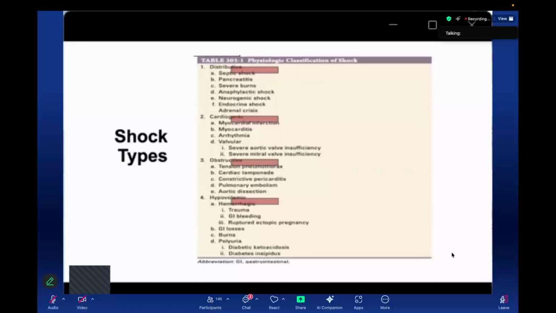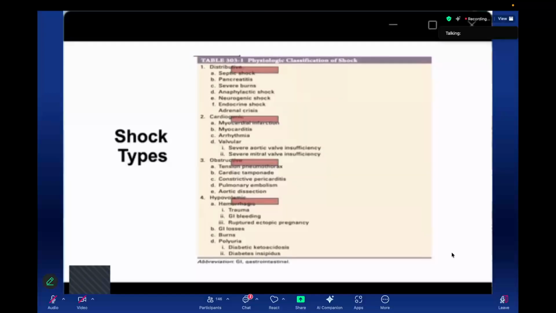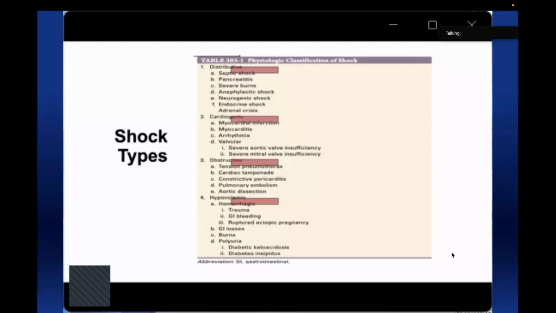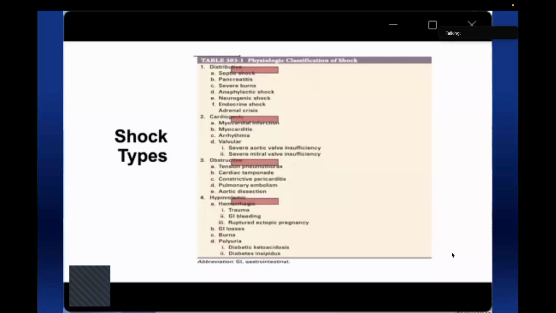Here are the types of shock. Most common is your distributive shock. Under distributive shock, you have septic shock, which is the most common cause of distributive shock. You also have pancreatitis, severe burns, anaphylactic shock, neurogenic shock, endocrine shock, and adrenal crisis.